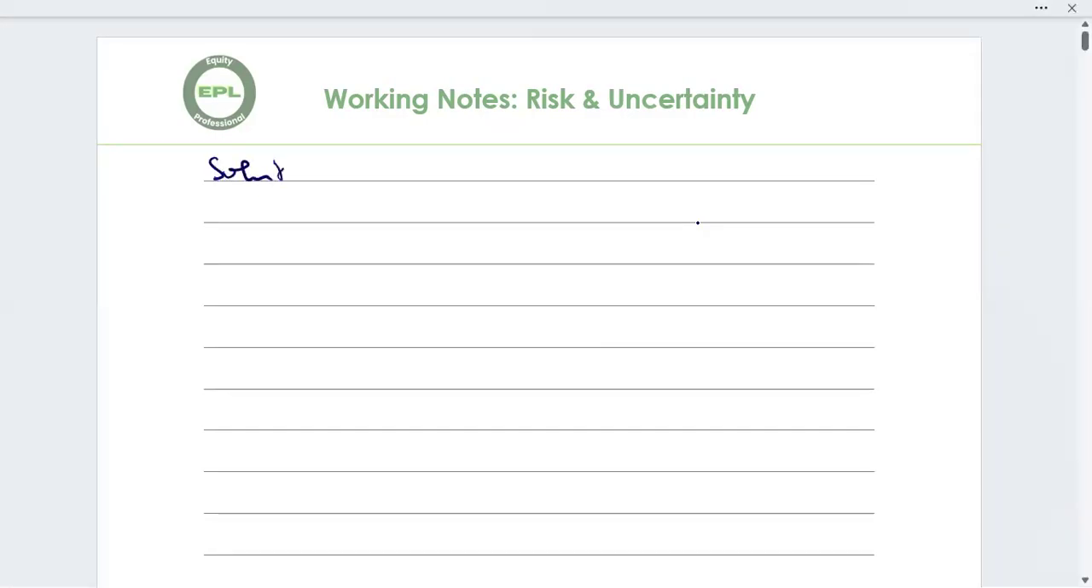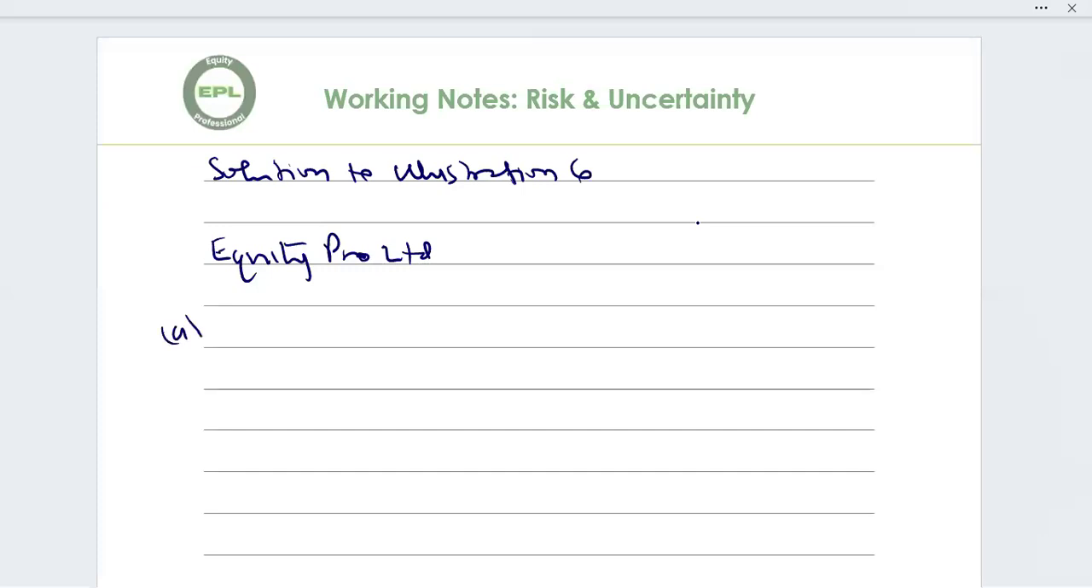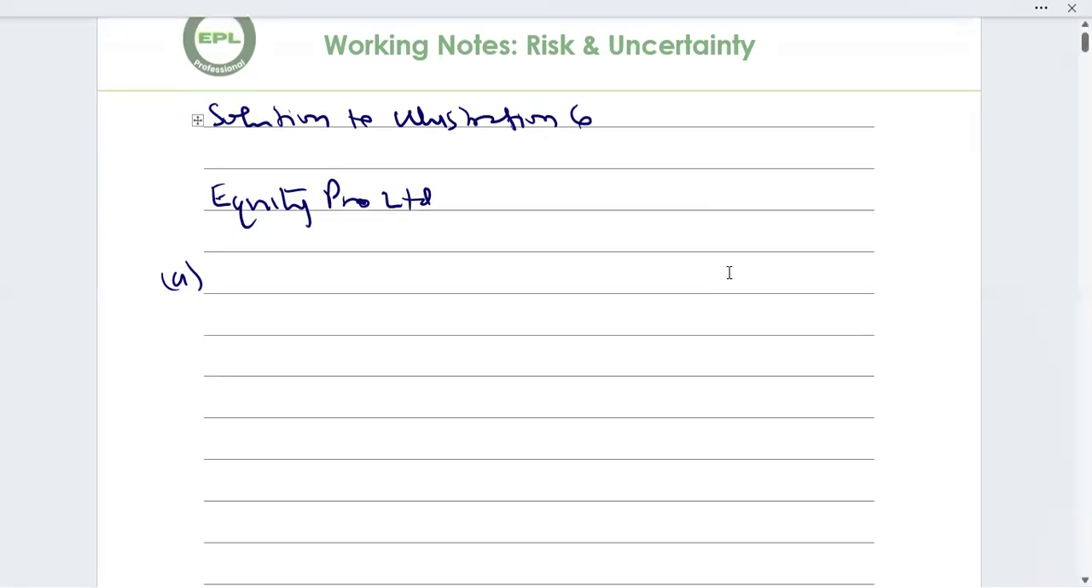Solution to illustration number 6, Equity Pro. Okay. Number A, you are asked to compute NPV.